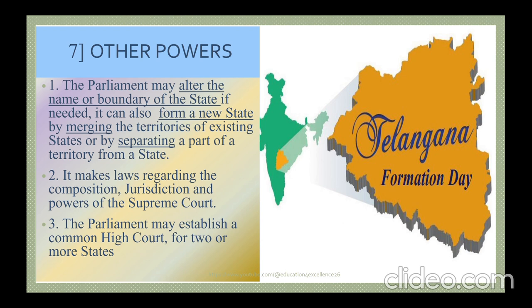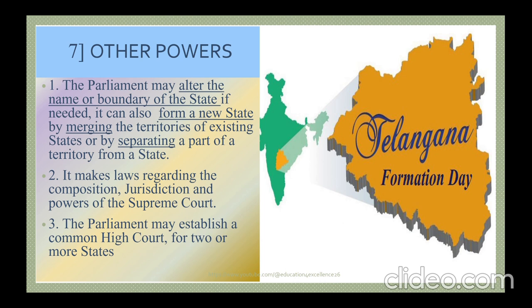If we come to the other powers of the Parliament, it may alter the names or boundary of a state if needed. It also forms a new state by merging the territories of existing states or by separating a part of territory from a state. It makes laws regarding the composition, jurisdiction, and powers of the Supreme Court. The Parliament may establish a common high court for two or more states.